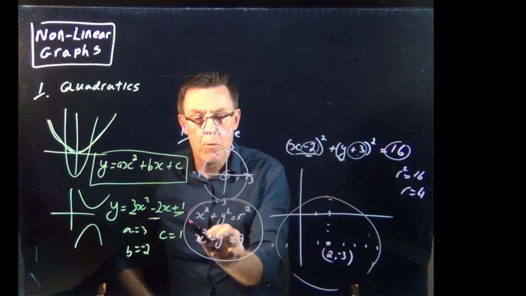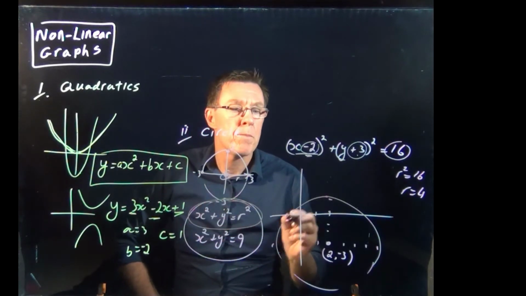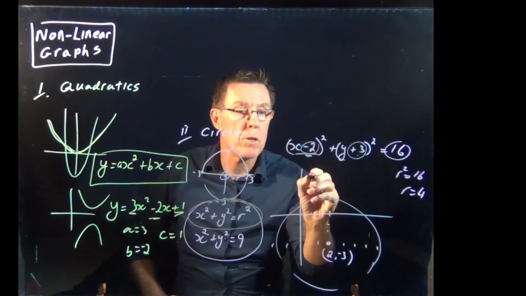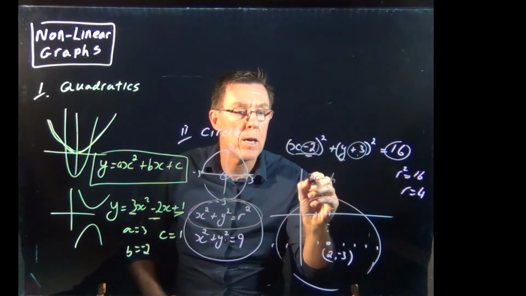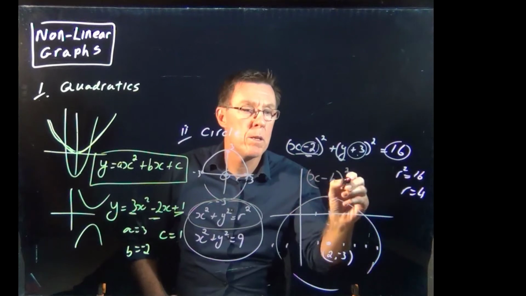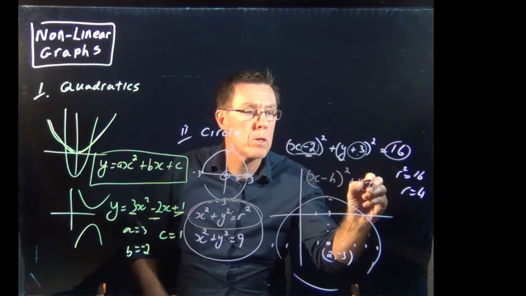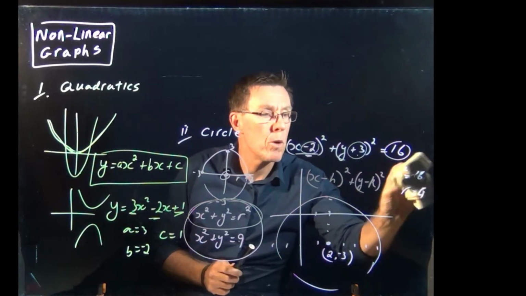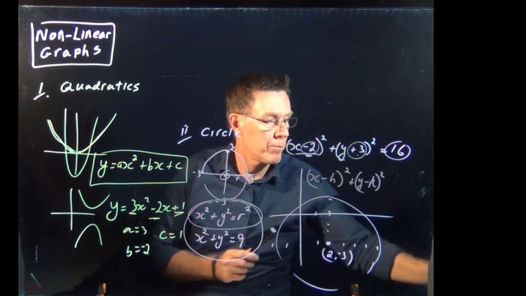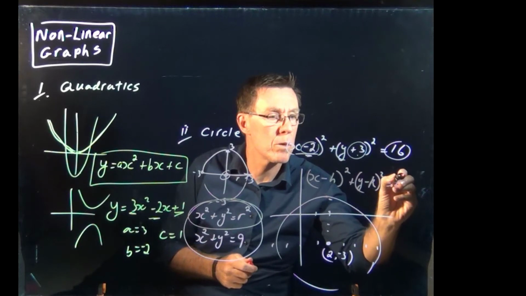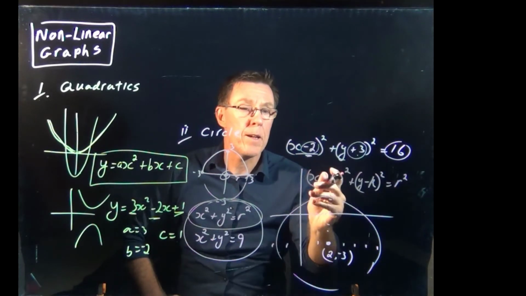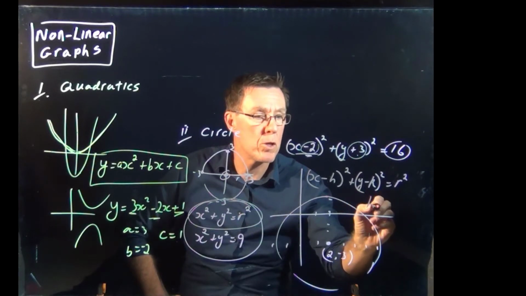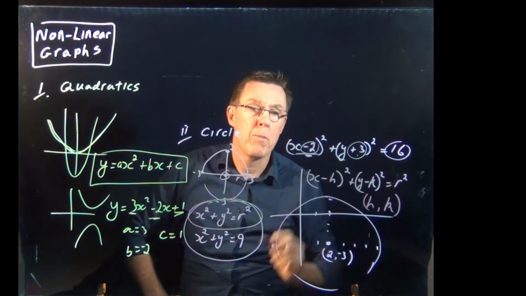So this is the general form of a circle centre of the origin, and the general form of a circle with centre anywhere else other than the origin is going to be x minus h squared plus y minus k squared equal to r squared, where r is the radius. And that gives me a circle where the centre is the coordinates +h, +k.